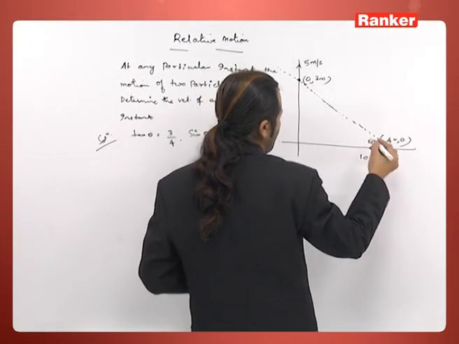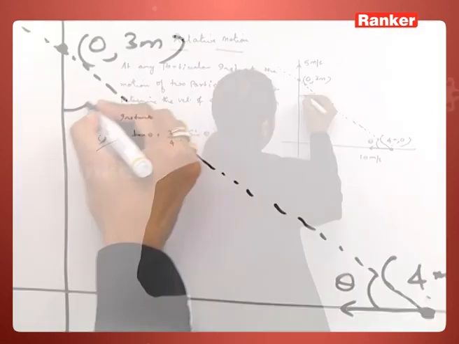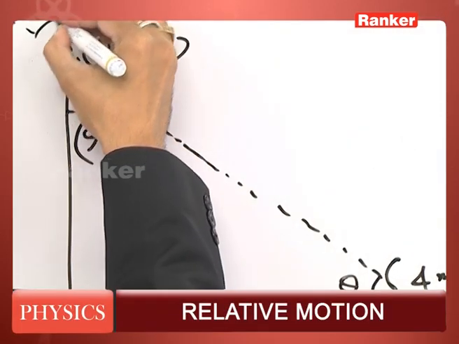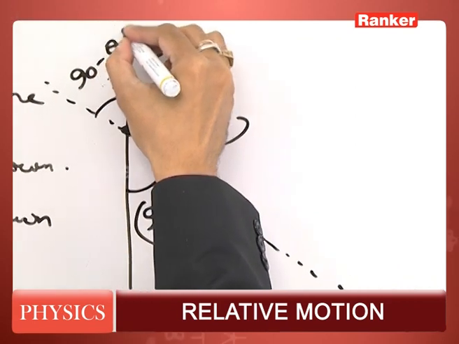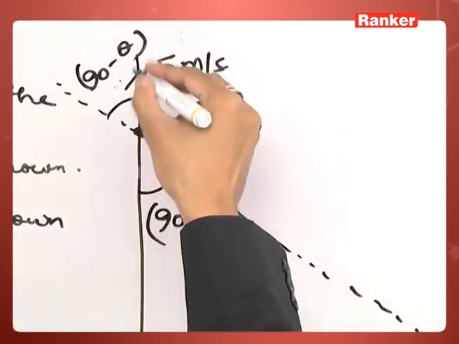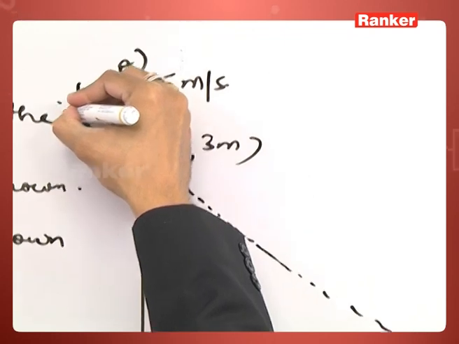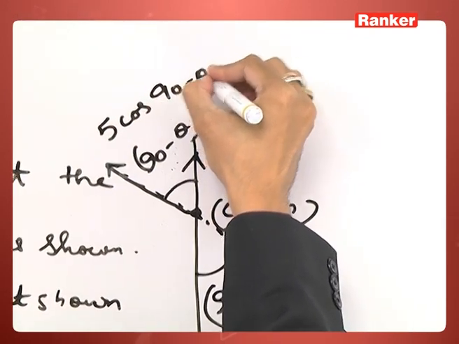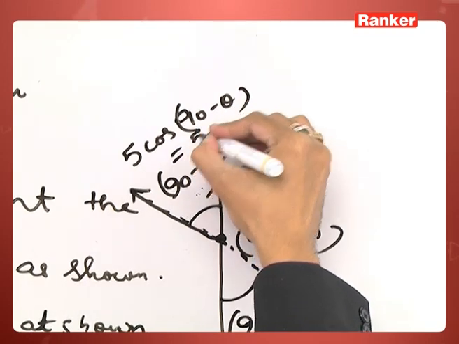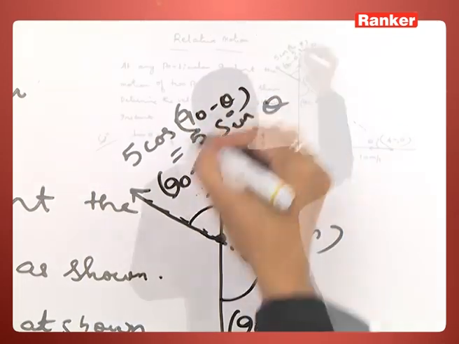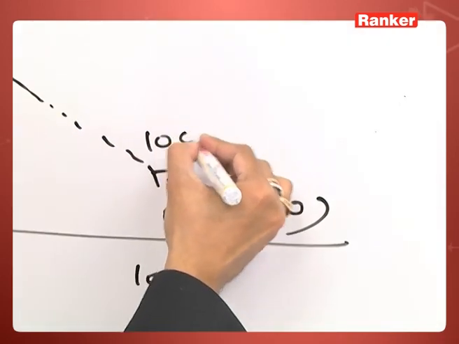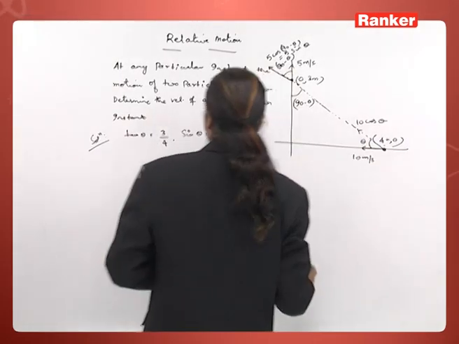This is theta. This will be 90 minus theta. This one will be 90 minus theta. So this is 5. I extend this line. This is 5 cos(90 minus theta), which is 5 sin theta. Now this is 10. This one will be 10 cos theta.